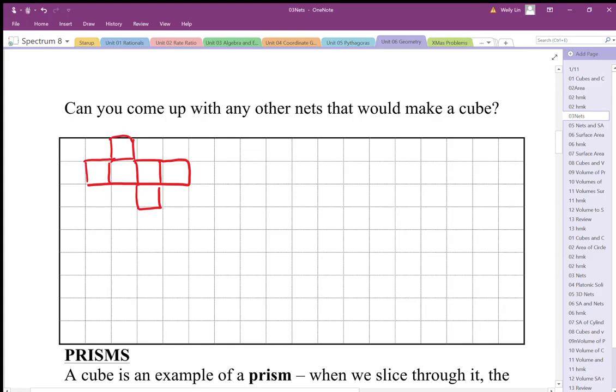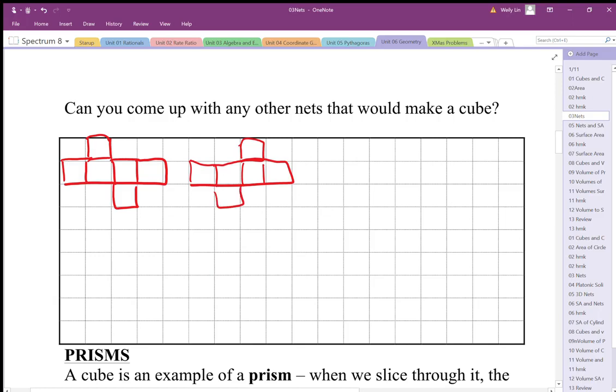Now, some of these are just mirror images of each other, and we don't consider these different. So I'm just going to move this along. If I draw a net like this, it is actually considered the same net because they're just mirror images of each other, or they could also be rotations of each other. I'm going to go over the ones where we can categorize these a little bit.